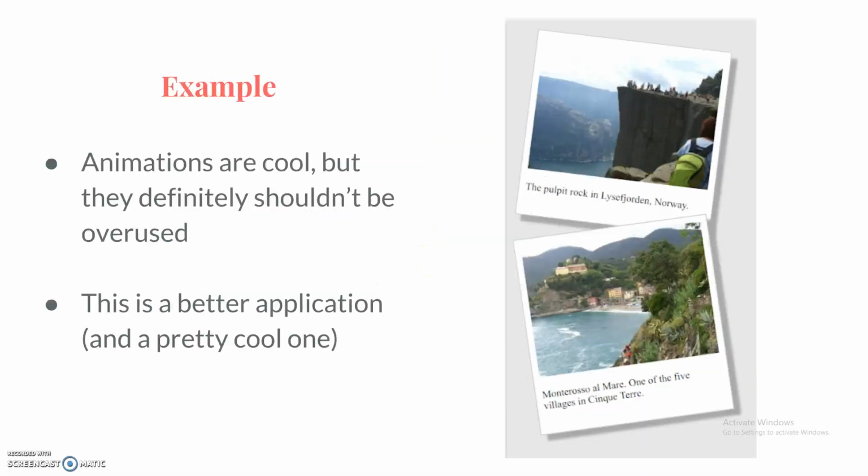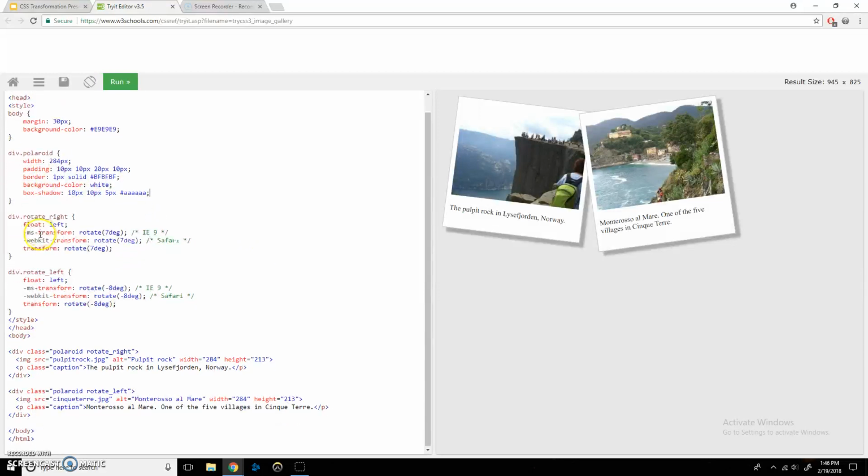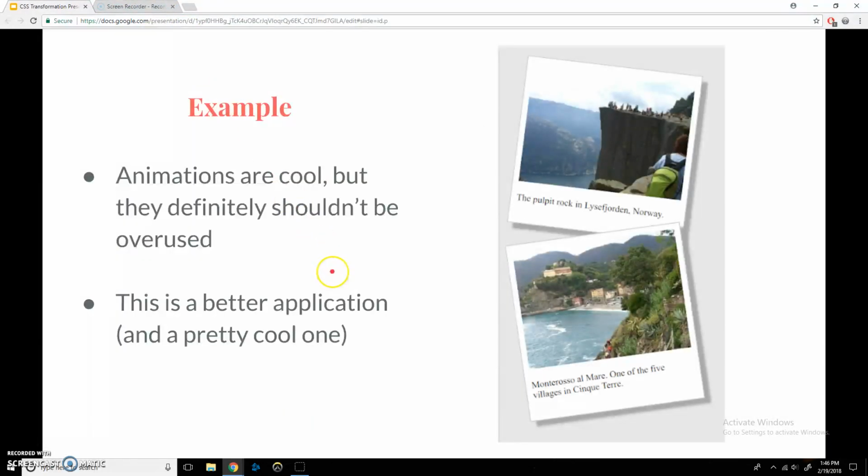A better application for the transform property would be something like this example here. If we click into it, we can see that they have created these boxes with divs, and then they have edited them with the transform property to rotate and look like Polaroids. I think this is a pretty neat effect and a better application of transform.